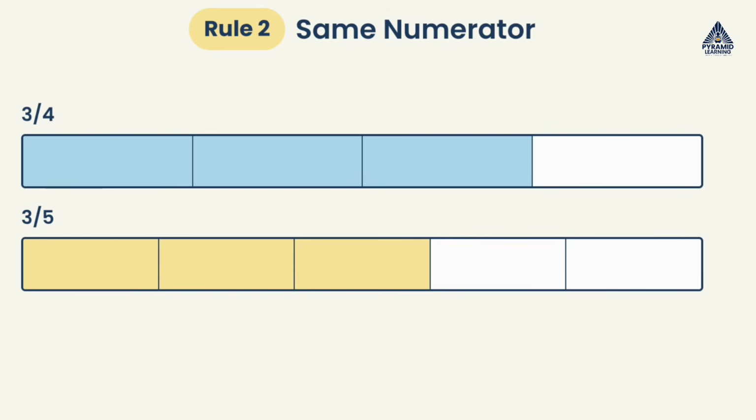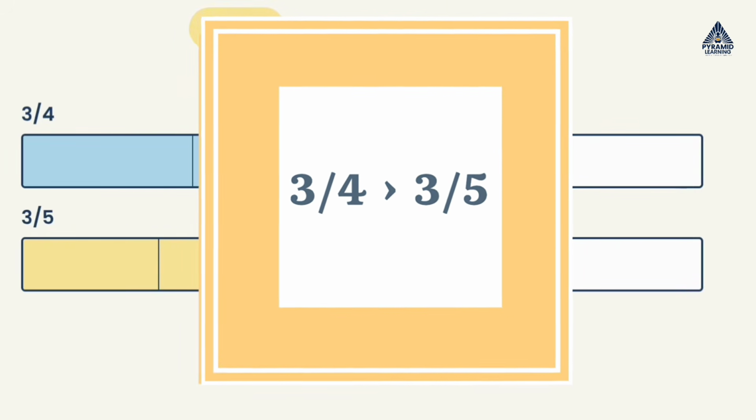Take a moment to think. Which shaded bar is the longest? The bar with quarters has the longest shading because quarters are the biggest parts. So when the numerators are the same, the fraction with the smaller denominator is greater.